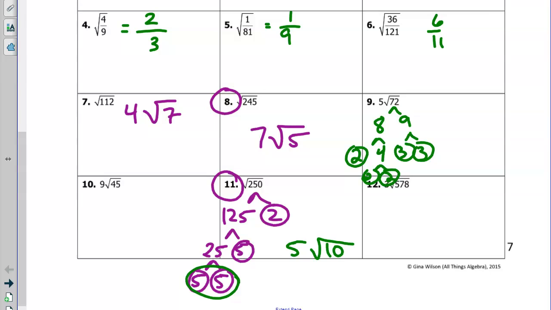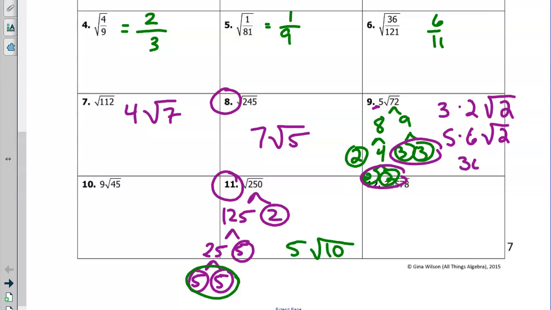Alright, so what are my buddy pairs? We have a 3, and we have a pair of 2s. What's left? 3 times 2. Oh, so 6 square root of 2. But what do we do with that 5? Well, let's talk about that. What do I do with that 5 now? Yeah, so we're going to keep this 5. 5 times 6 is 30 square root of 2.